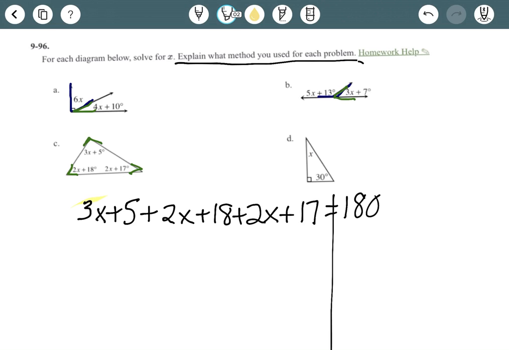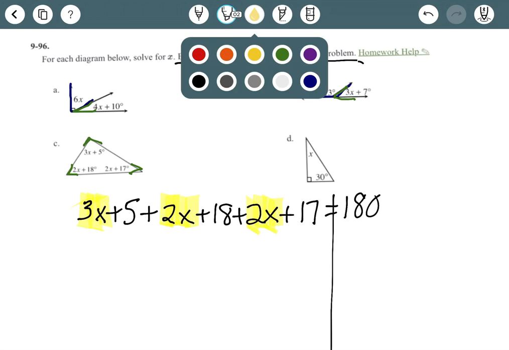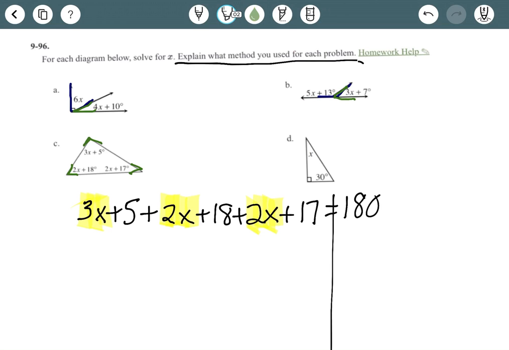So when I look for like terms, I like to either highlight or use circles or some kind of shape to help organize my work just so I know what is what. So I'm going to highlight my X terms and then my constant terms here. So if that's something that works well for you, definitely do it. I encourage you to do that. Whatever helps. So, all right, I have a 3x plus a 2x plus a 2x. Well, 3x plus 2x is 5x, and 5x plus 2x is 7x.